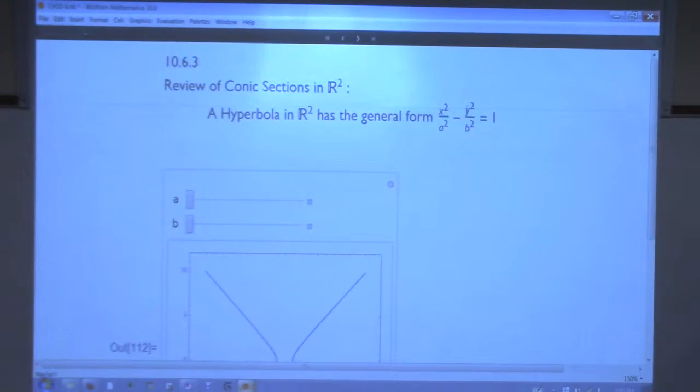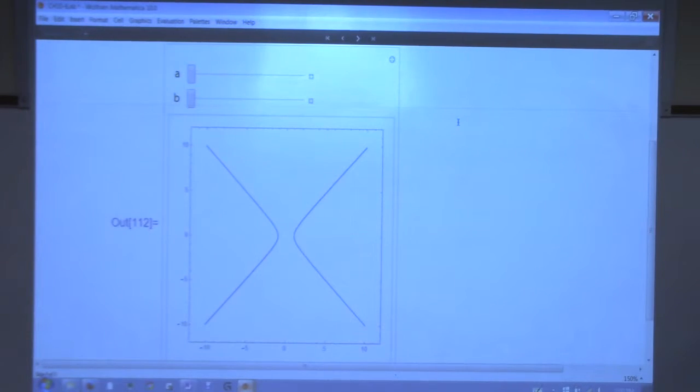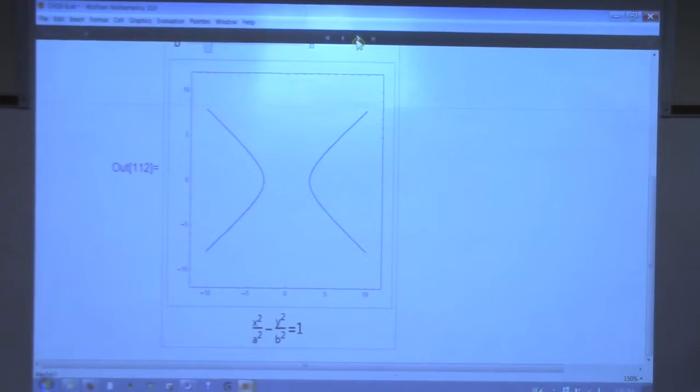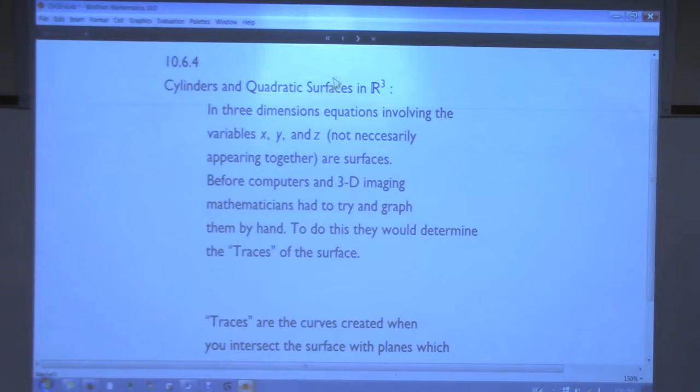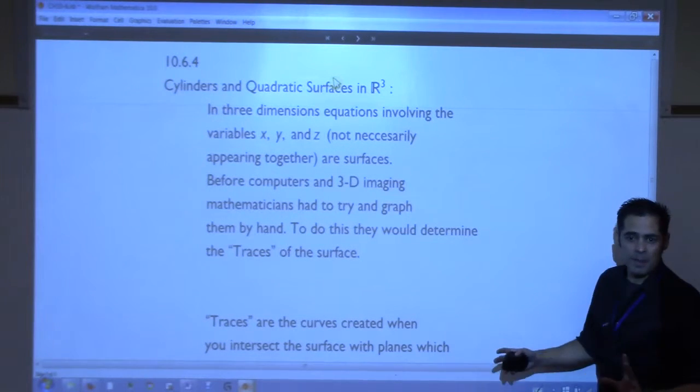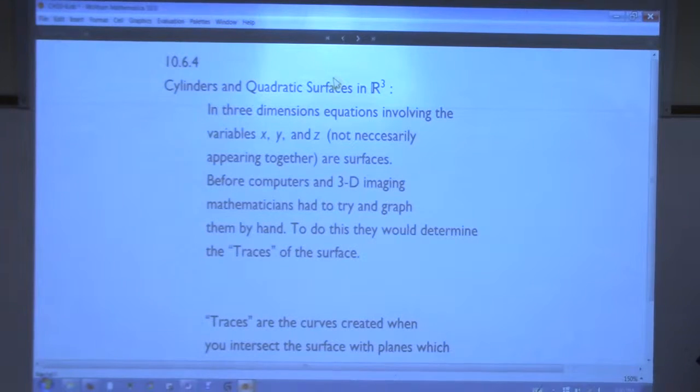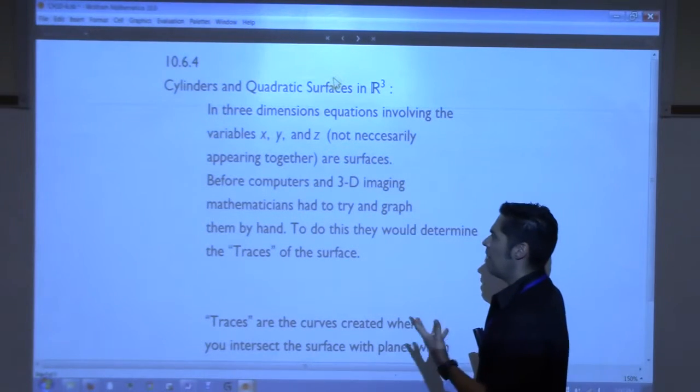If you had the same thing as an ellipse except subtraction between them, you draw a hyperbola. And if you change a and b, this is how it would affect the picture. These are things you should be familiar with, at least visually familiar with. Now what we want to do is blow this open to three-dimensional space, which means we're going to have three variables involved and see what the heck they look like.